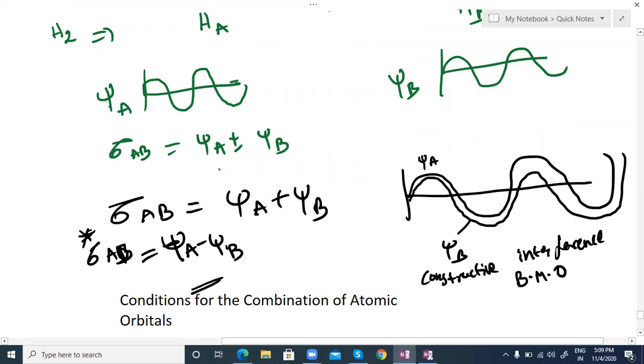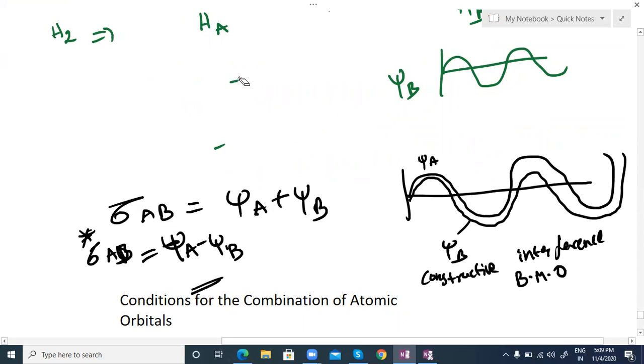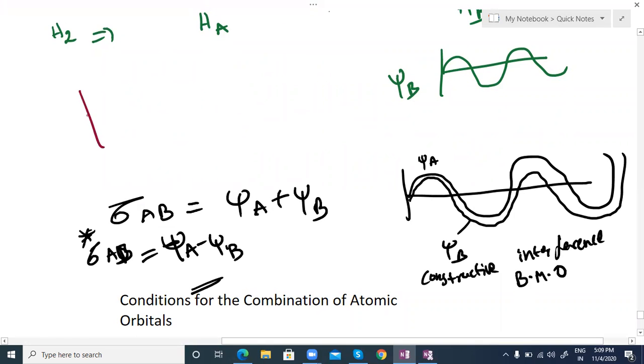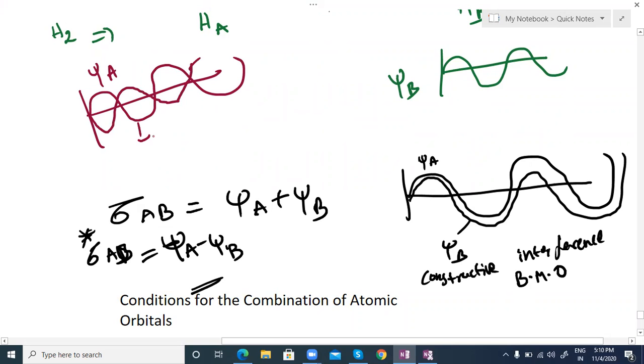This is another case we are discussing, the destructive wave. They are forming a destructive wave. Destructive wave means opposite to each other, they're canceling each other. So assume this one is psi A, and the other is moving opposite. This we call destructive wave. This is psi B. So this is psi A minus psi B.